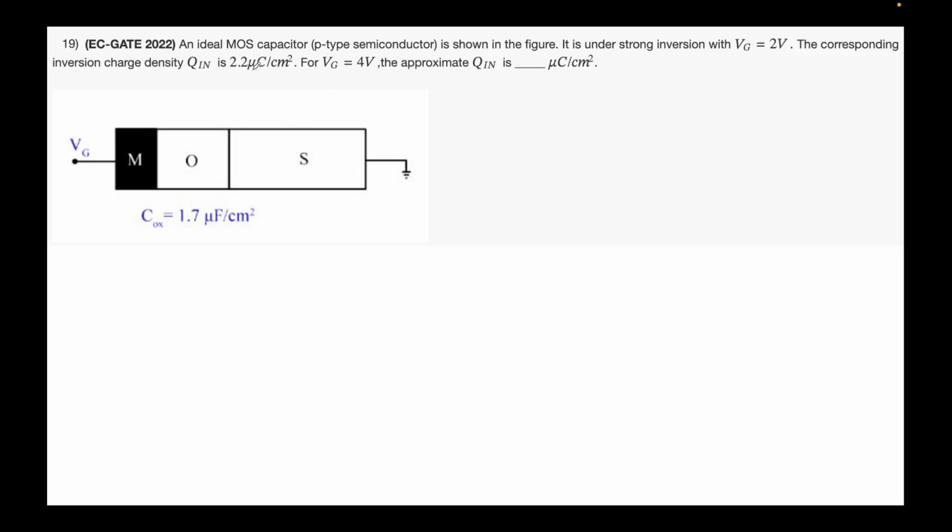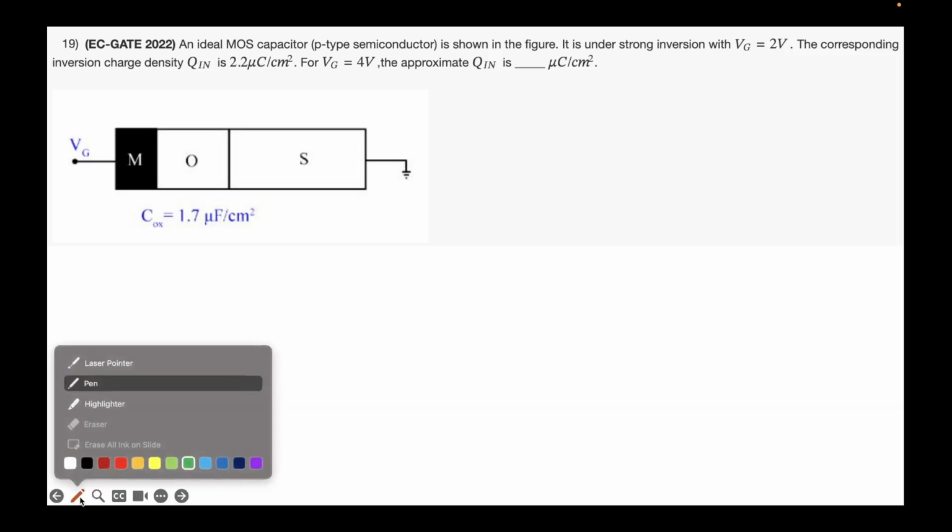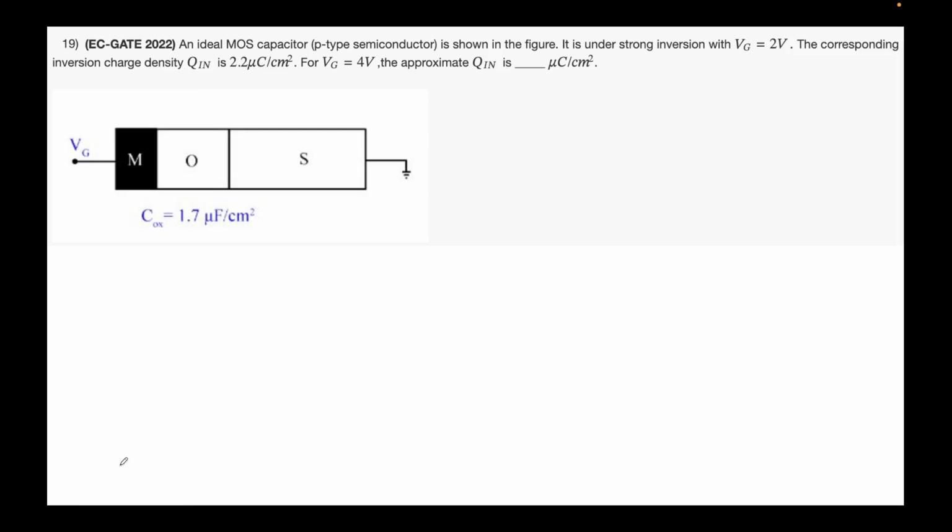The question says that an ideal MOS capacitor, let me change the color just a second. An ideal MOS capacitor, so ideal is given, so there's no need for the test that I do, whether it's ideal or non-ideal. It's given, and also a p-type semiconductor is given. So p-type semiconductor means it's a MOSCAP. Very good. So life is simpler for this problem. It's shown in the figure.